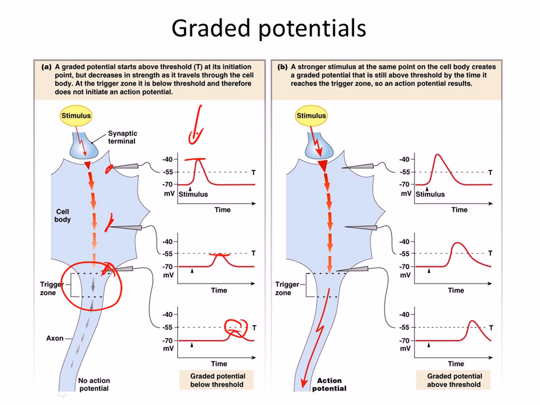But if you have a much stronger signal, that can travel down through the cell and arrive at the axon hillock and be above threshold. If you're above threshold, you can get an action potential that can then travel down the axon to the axon terminal. So what, you say? Well, this is how we communicate from one side of the cell to the next. All right?